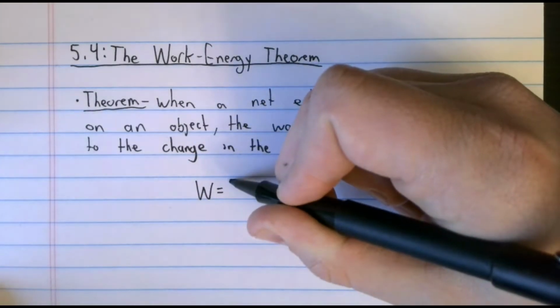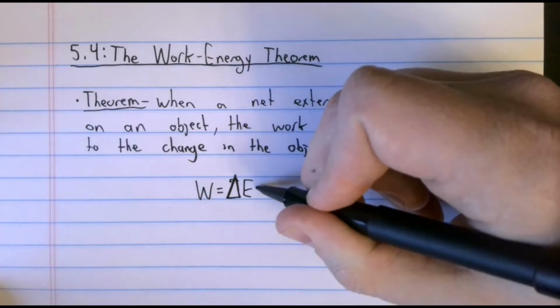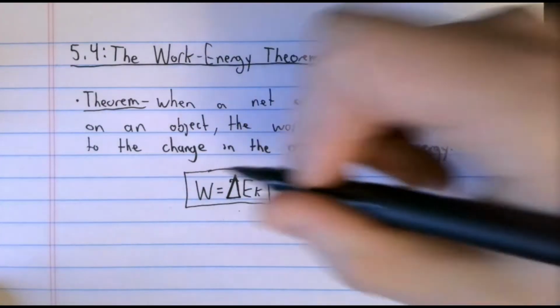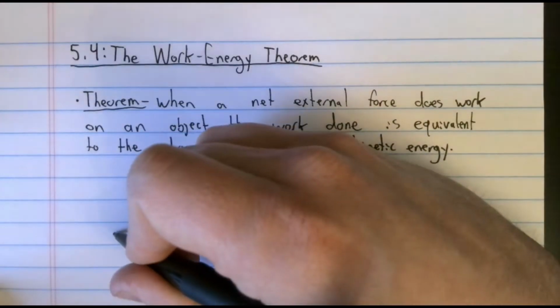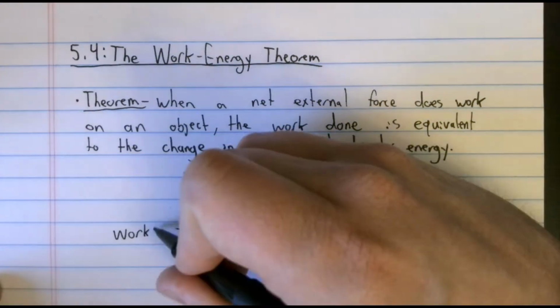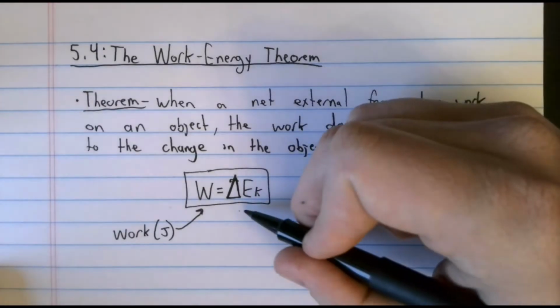Work is equal to, I'm going to write a delta there, change in EK. Remember, delta means change in. So, might be pretty obvious, but I'll label it as I usually do anyway. This is work done by the net force, but I'm just going to write work. And this is change in kinetic energy.